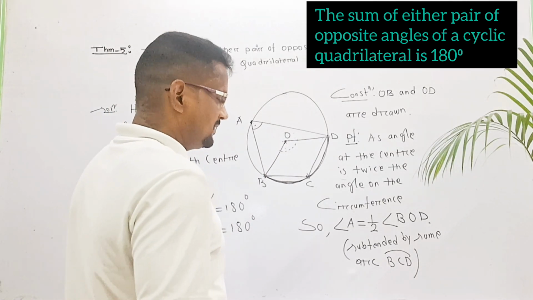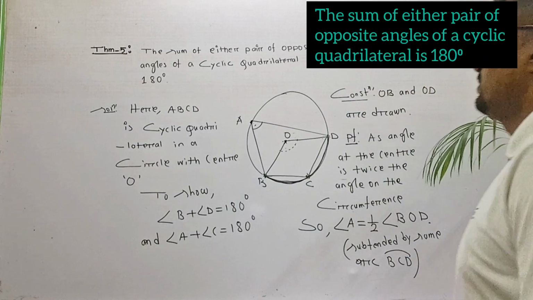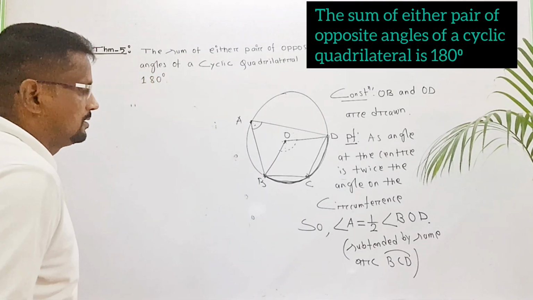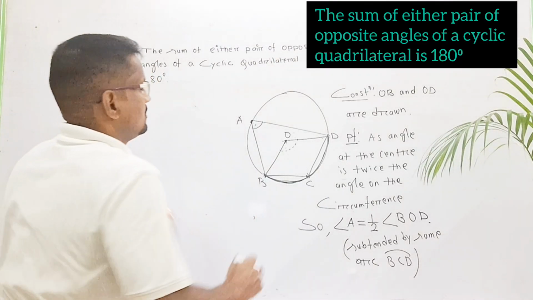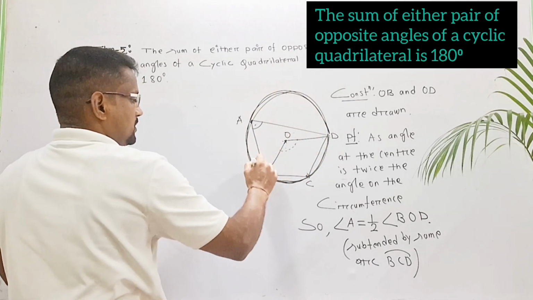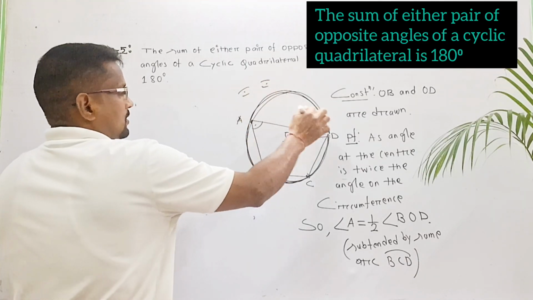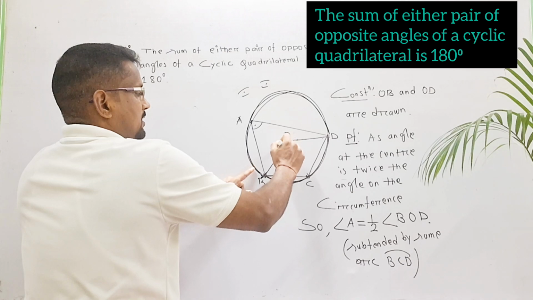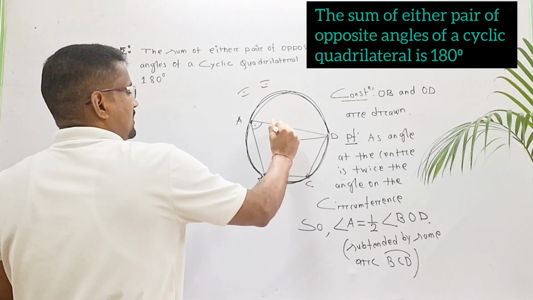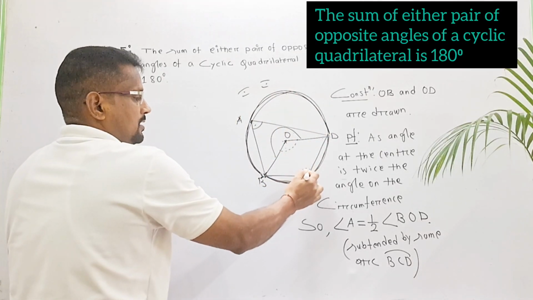Now let me write on this side. Again, the same theorem or same logic you are going to apply. This time, if you consider the greater arc, this arc BAD, and you are observing from this side now, this arc subtends an angle at the center, this is your reflex angle BOD. And this same arc subtends another angle at the circumference, C.